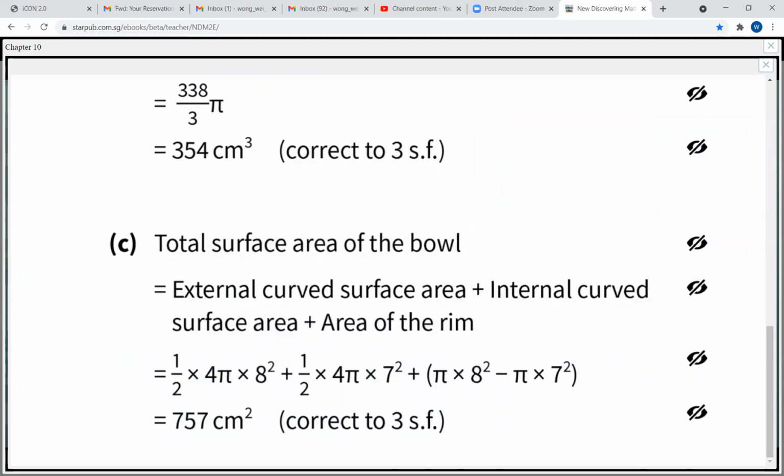Okay, the first portion, half times 4 pi r squared. This refers to the curved surface for the big hemisphere, the exterior curved surface. Another half 4 pi r squared will be the curved surface of the inside of the hemisphere. This pi r squared minus pi r squared is the flat surface area, meaning the area of the ring. Final answer 757.